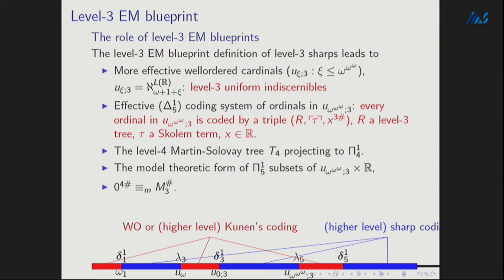And so we return to this picture. The red intervals, so we get an effective coding for those red intervals that generalizes the WO coding, and we have an effective coding of ordinals in those blue intervals. In the beginning we introduced the coding in between omega 1 and u omega. So similarly, using the EM blueprint formulation of the level 3 sharp, we will get an effective coding of all the ordinals in between delta 1,3 and lambda 5. And so this next red interval will be similar to all those previous red intervals. So this picture will propagate through the projective hierarchy.